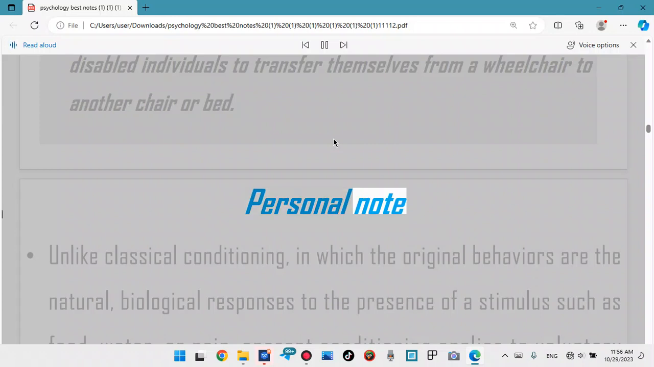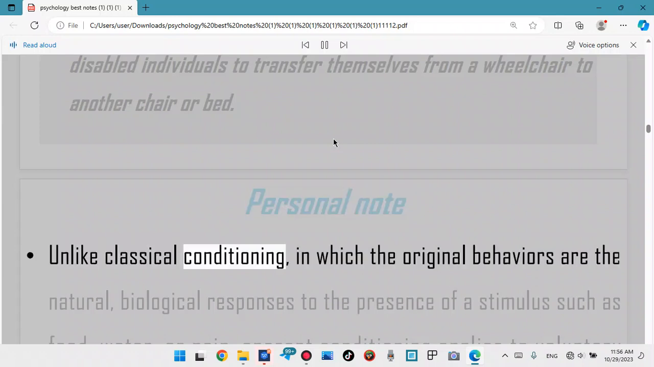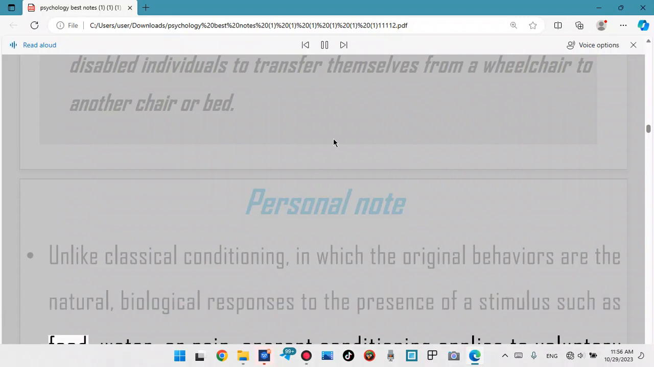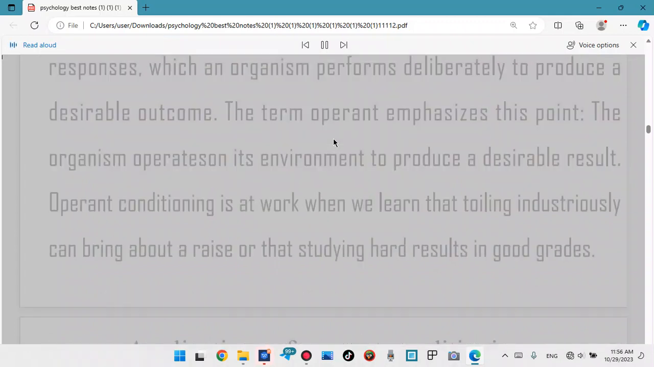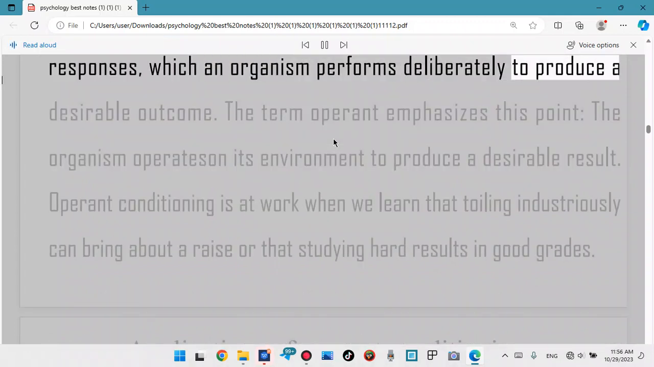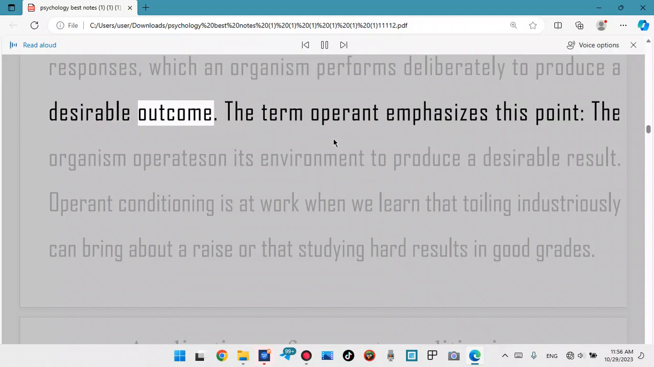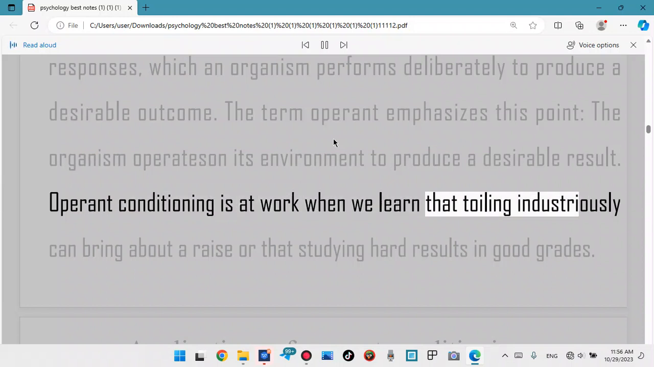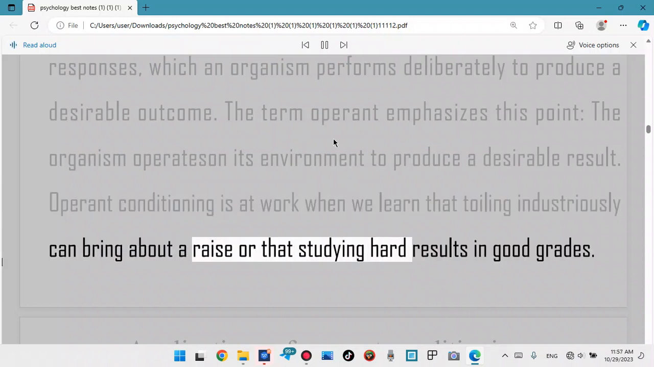Personal note: unlike classical conditioning, in which the original behaviors are the natural, biological responses to the presence of a stimulus such as food, water, or pain, operant conditioning applies to voluntary responses, which an organism performs deliberately to produce a desirable outcome. The term operant emphasizes this point: the organism operates in its environment to produce a desirable result. Operant conditioning is at work when we learn that toiling industriously can bring about a raise, or that studying hard results in good grades.